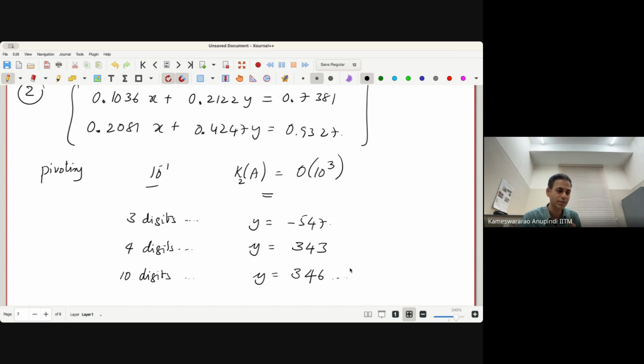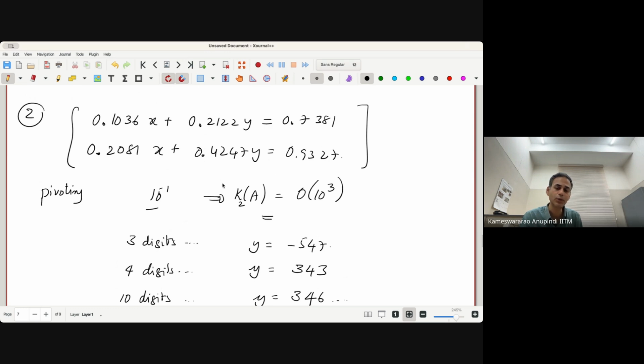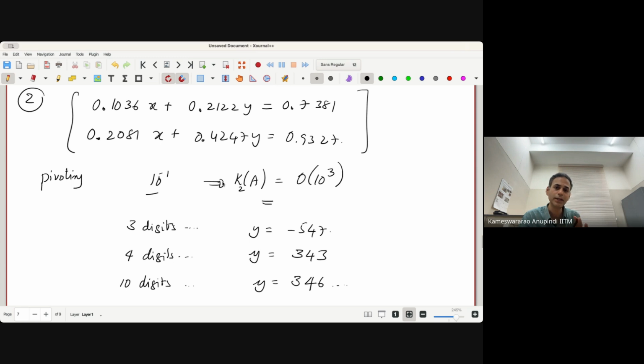Now, this is happening because of the large value of the condition number. That means this matrix has a large condition number. As a result, the solution you're getting is very prone to the number of digits that you are using in representing and rounding off the numbers. So we have to be very careful when we do these calculations. If the condition number is large, the solution need not be guaranteed to be correct. You have to go back and check: is the solution satisfying my problem or not? That's what we need to check.